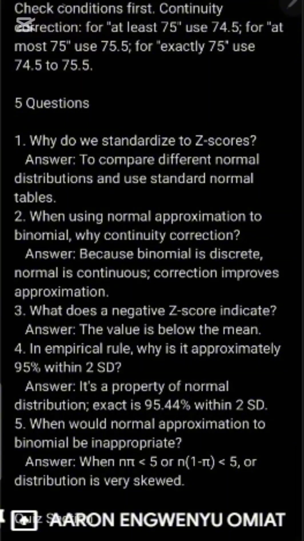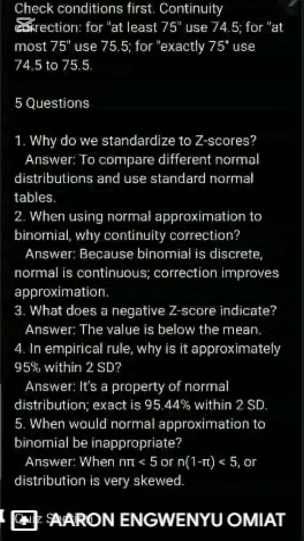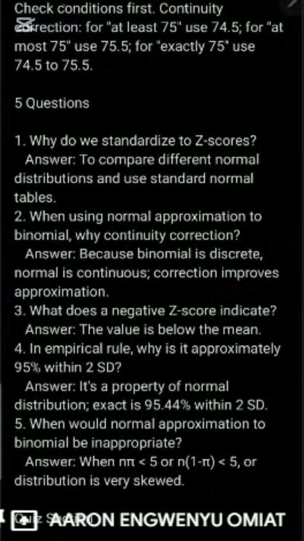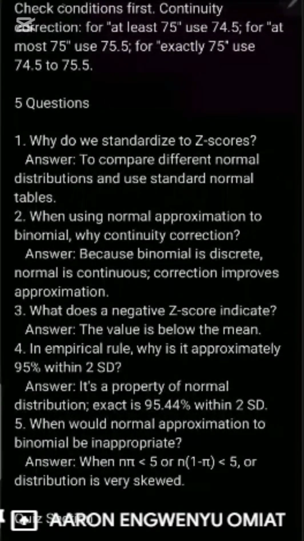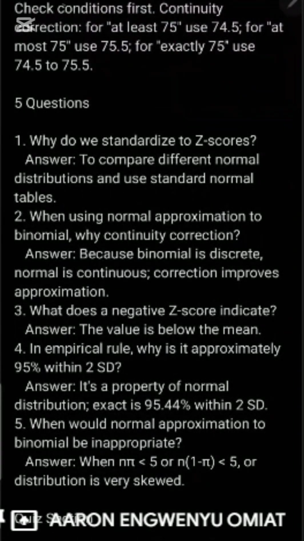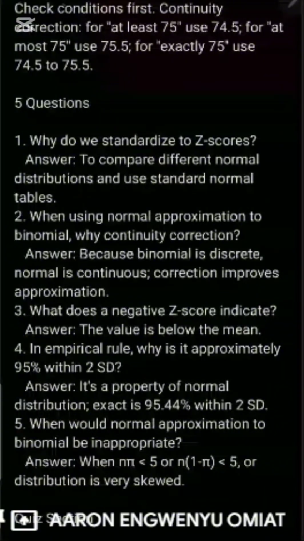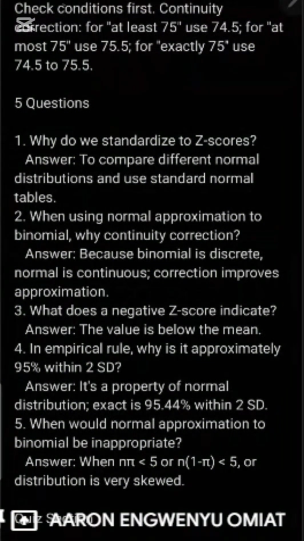Then when would normal approximation to binomial be inappropriate? Okay, take note of this. Number 5. When would normal approximation to binomial be inappropriate? When n pi, which is the mean, is less than 5, or when the number of trials times probability of failure is less than 5, or when the distribution is very skewed.